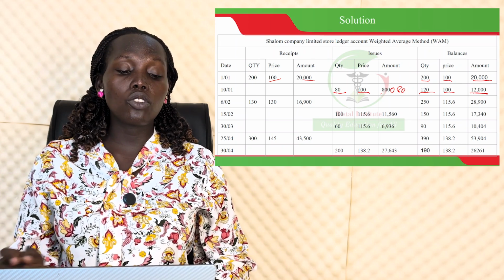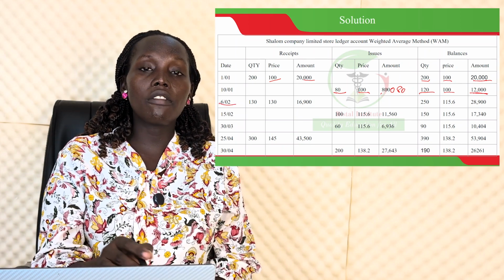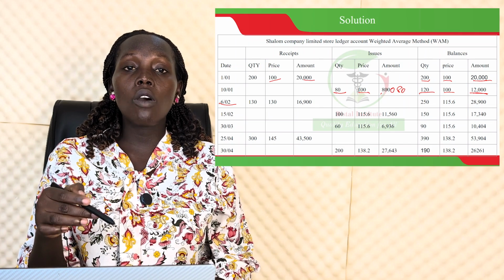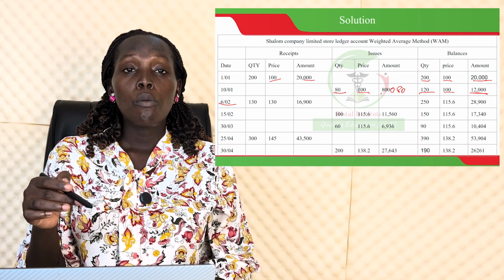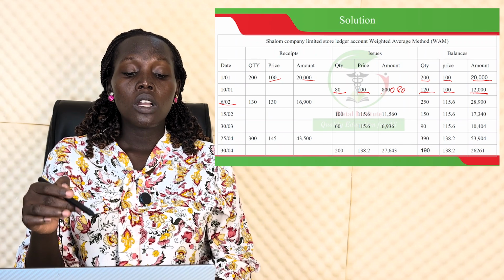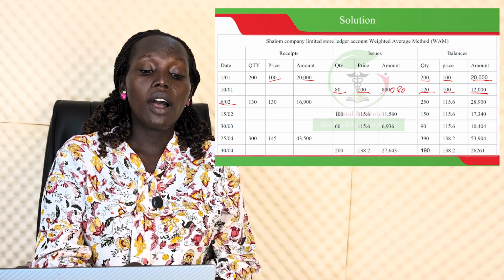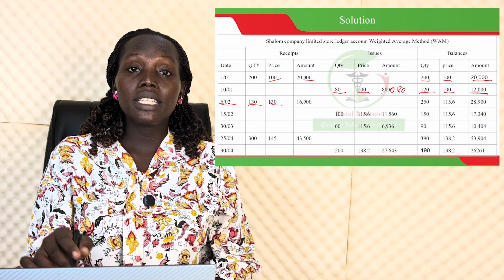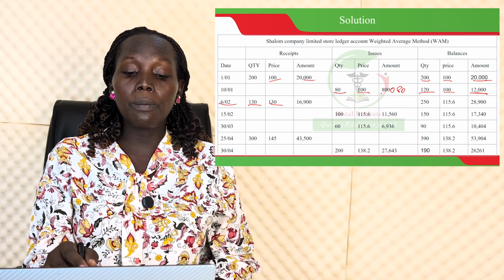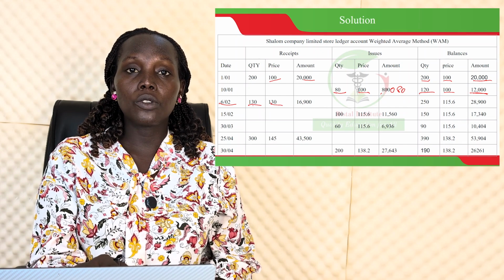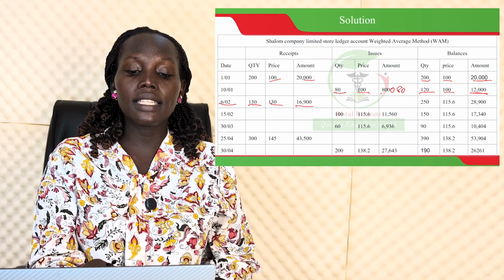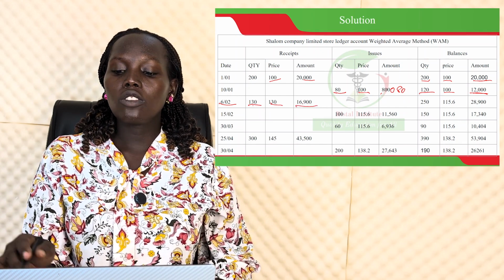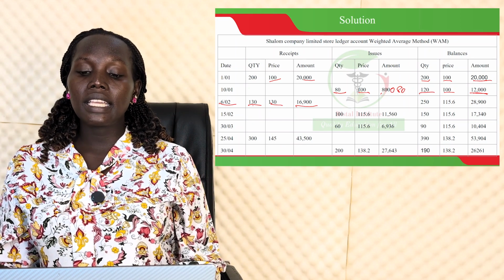So they are telling us that on 6th of February, we purchased more, which was 130 units at the price of 130. So when you multiply 130 times 130, we get 16,900. So what are we getting in the balance?